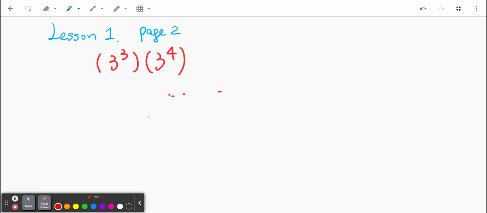They both have the same base. That is called the base, okay? They both have the same base, 3. So that's question number 1, or question A. They have the same base.